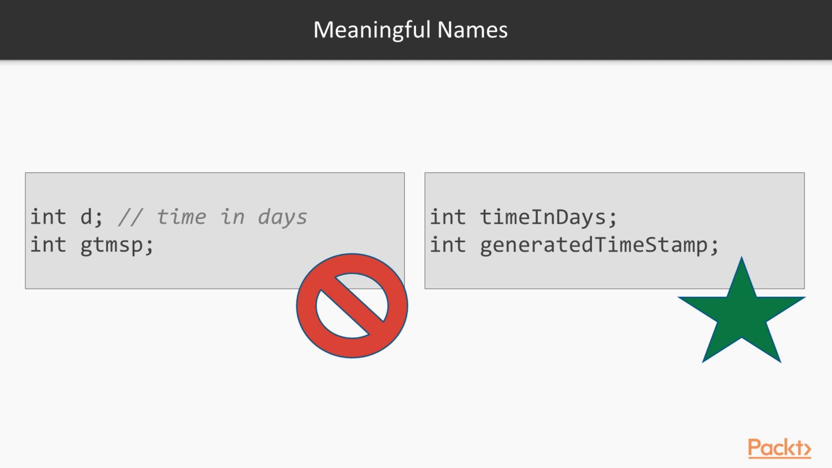So instead of choosing the D, we can choose time in days. And instead of GTMSB, we can choose generated timestamp. And something that is very important as well is to make sure that you have selected pronounceable names. And the reason for that is because our brain memorizes much more easily names that you can pronounce.